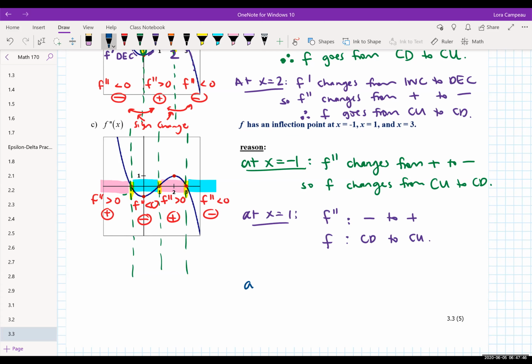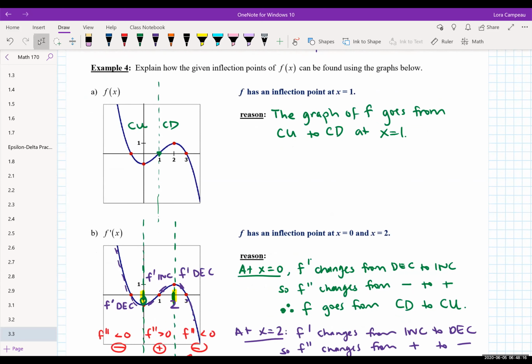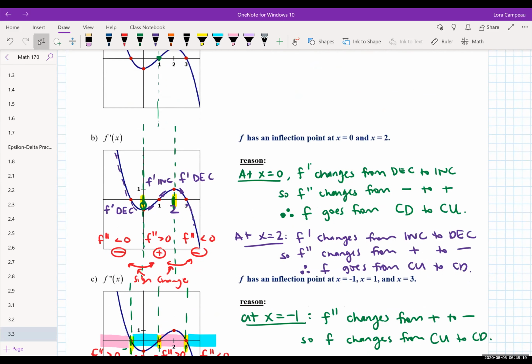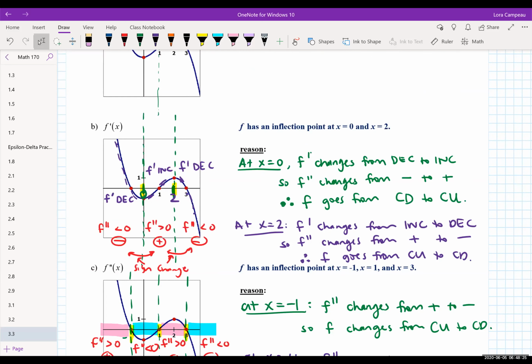And then similarly, x equals 3, just pay attention to the signs. Your second derivative goes from positive to negative. So that justifies why the function goes from concave up to concave down, therefore justifying why you have an inflection point there. If I had to look at these three graphs and decide what's a little more difficult for me to determine just by looking at the graph, I feel like part B might be the roughest because you're speaking about the derivative to address the second derivative.